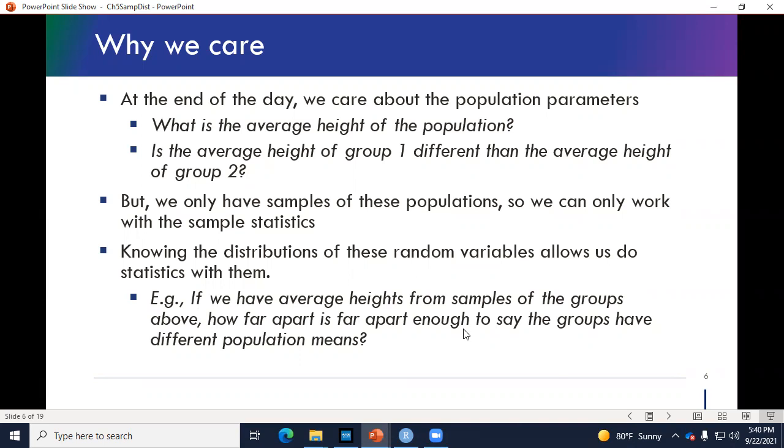If we have average height from samples of group 1 and group 2, we can make inference on how far apart is far apart enough to say the groups have different population means. In statistics, we call it significantly different from each other. We'll talk about that in later chapters.